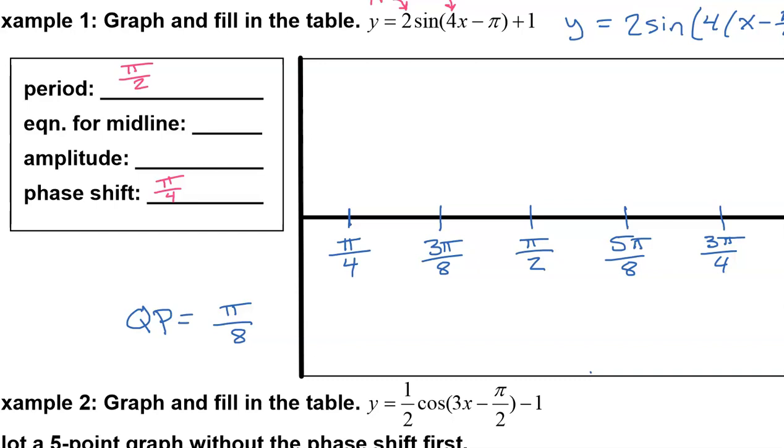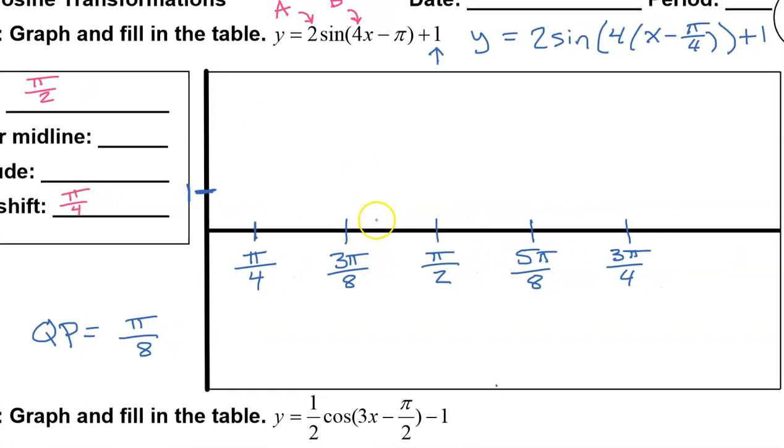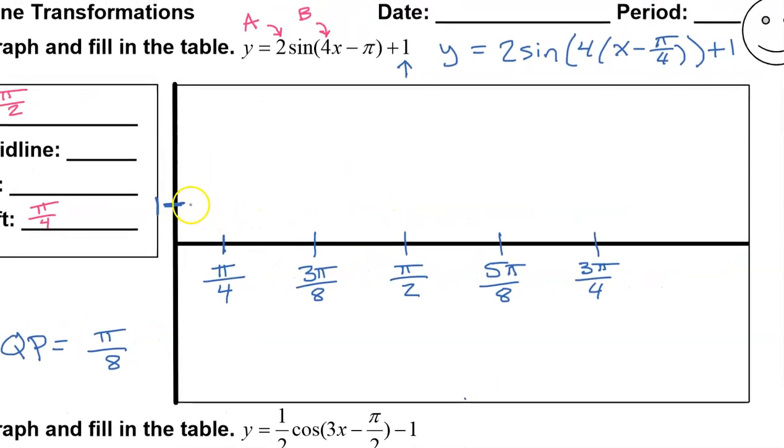I really need my y-axis at this point because I need to pay attention to the vertical shift. This +1 on the end tells me that there is a vertical shift of up 1. So because of that vertical shift, I'm going to go ahead and mark that on the y-axis. So here's 1 right here. And this is going to be the new midline. So we should make some sort of a dotted line to show that this is the midline.